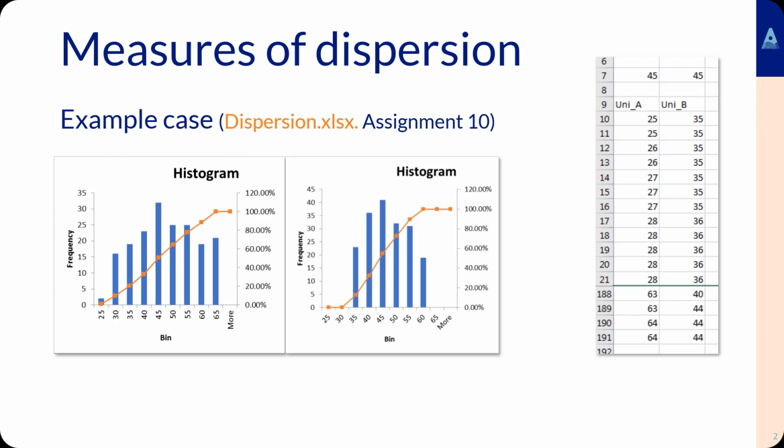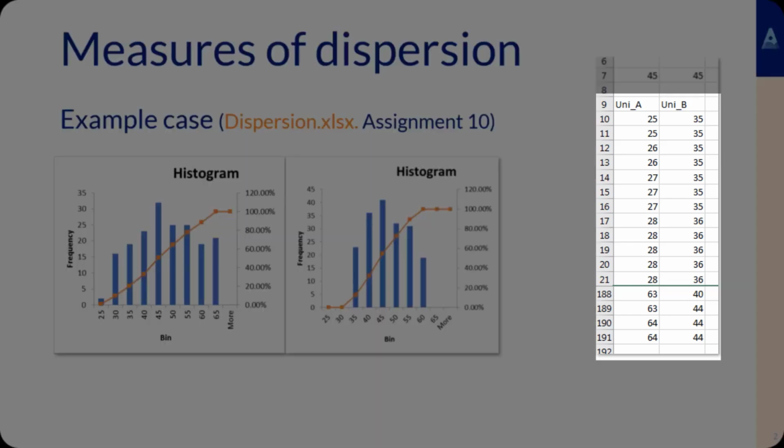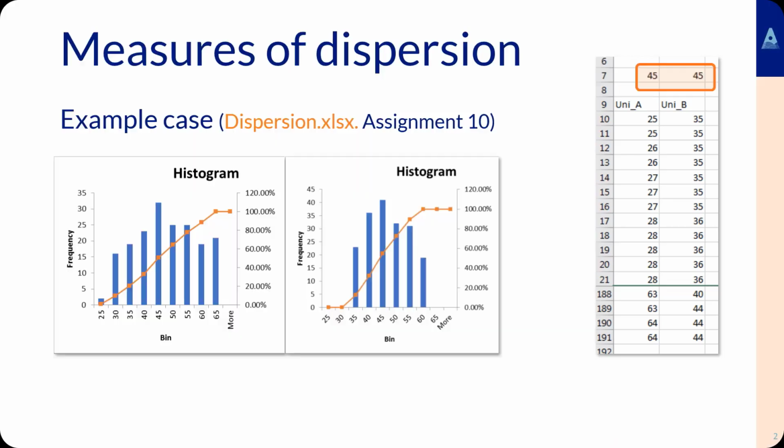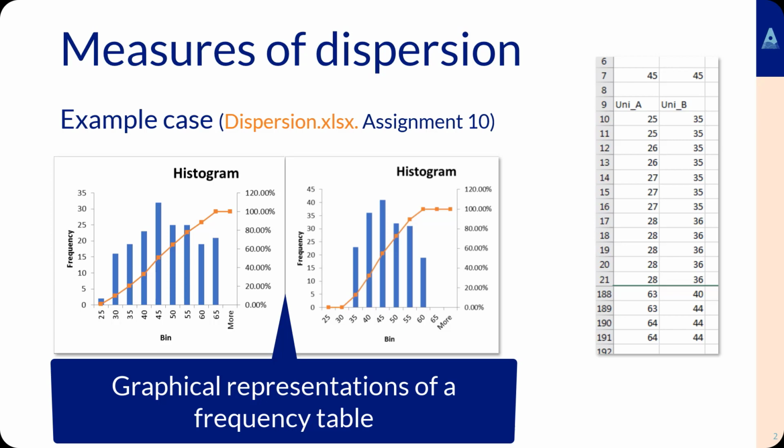So here we have two sets of data for student grades. If you look at the table on the right hand side, the first column is University A grades and the second column is University B grades. Now, these two data sets have got the same average. So the average grade or average mark in both of them is 45. If you look at the histograms, you'll see the way the data is spread out in a histogram, which is the graphical representation of a frequency table, right?